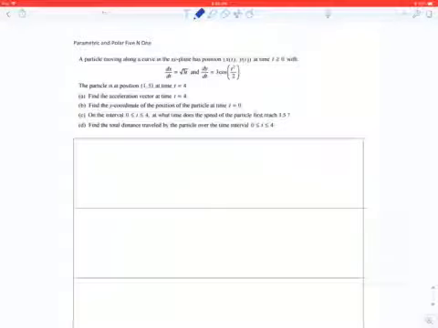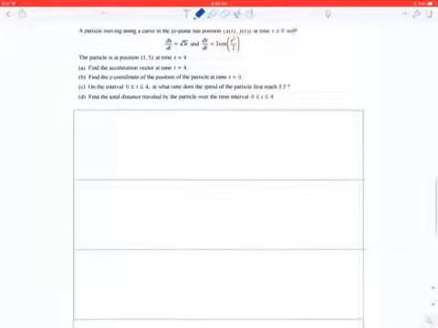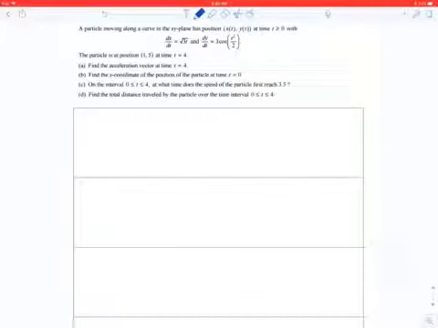Okay, so again, I haven't graded this yet, but I'm hoping everyone did well on this question. I'm not really sure what I need to stress, but I'll just walk through it.